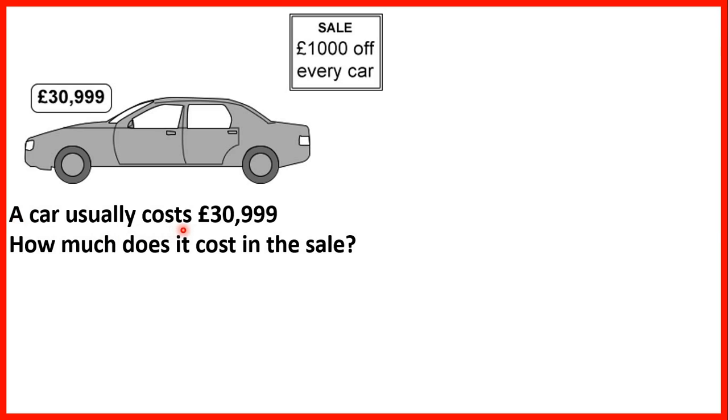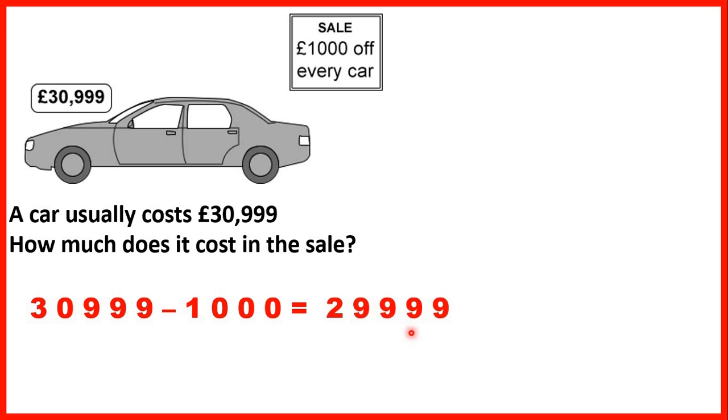A car usually costs £30,999. How much does it cost in the sale? So the sale means there's £1,000 off every car. So the price in the sale will be £1,000 less. So we can work out 30,999 minus 1,000. That's 29,999. So that's the price in pounds in the sale.